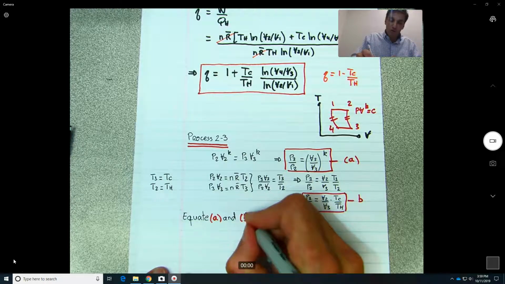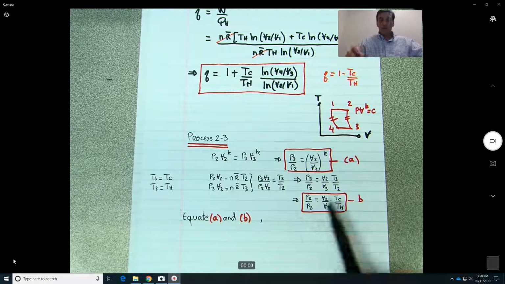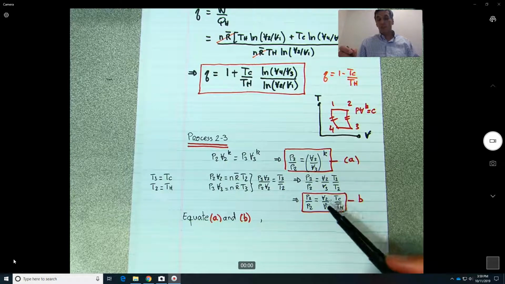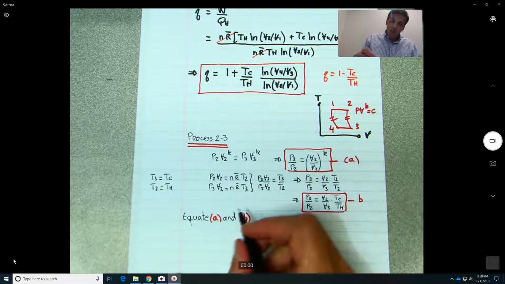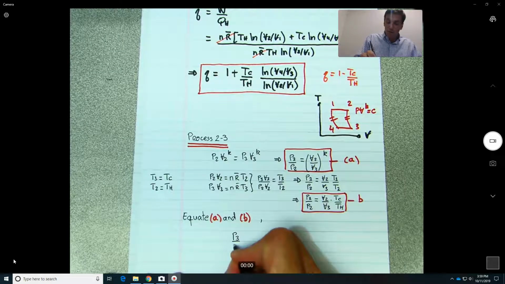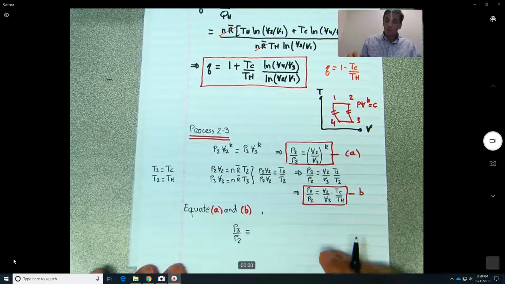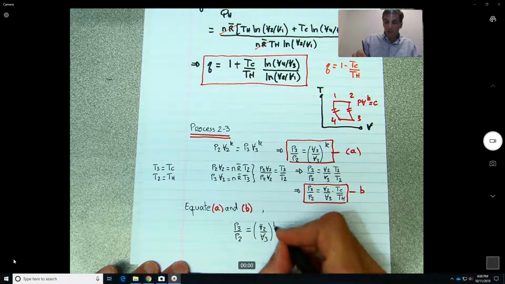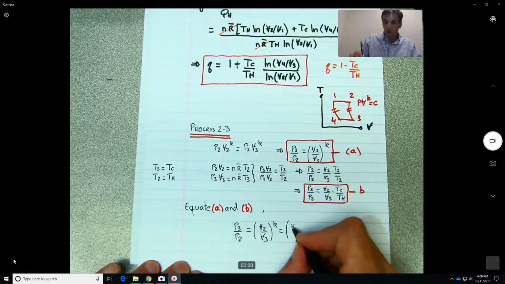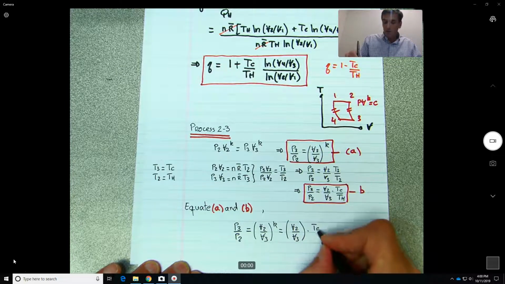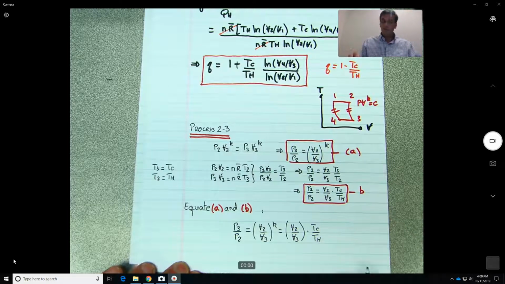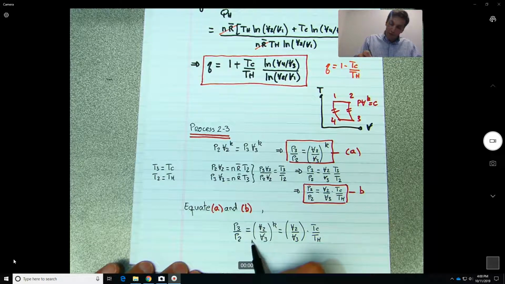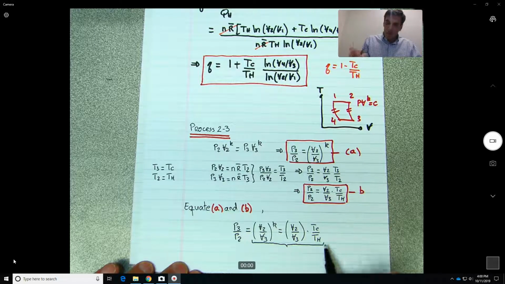If you go back to the previous video, this is what I call the polytropic relations for an ideal gas. So over here we're going to have P3 over P2 will be equal to what? V2 over V3 to the K will be equal to V2 over V3 times T cold over T hot. So if I just look at this side of the equation, I'll go to the next page.